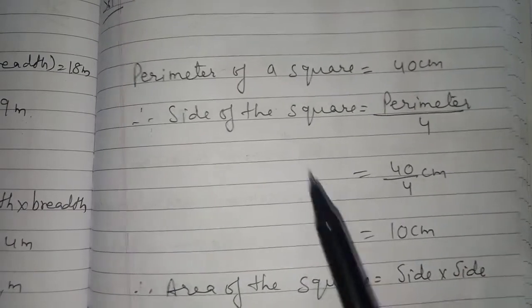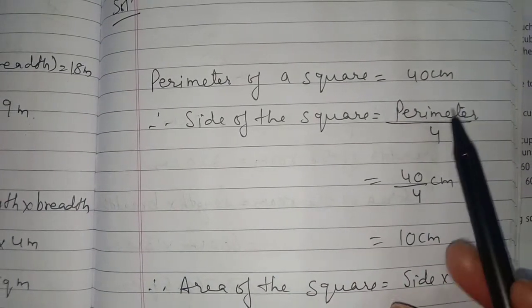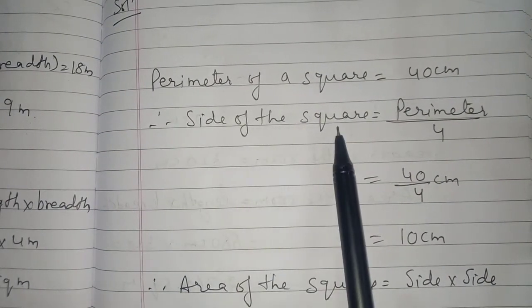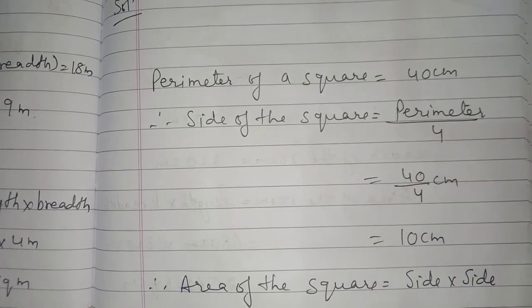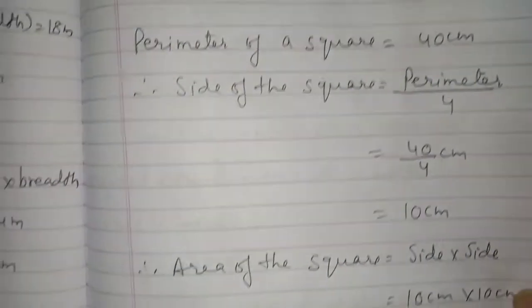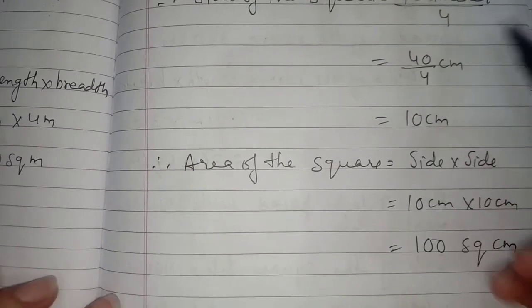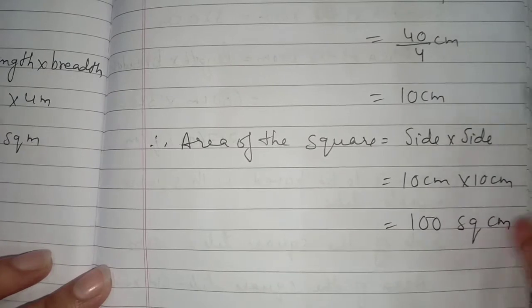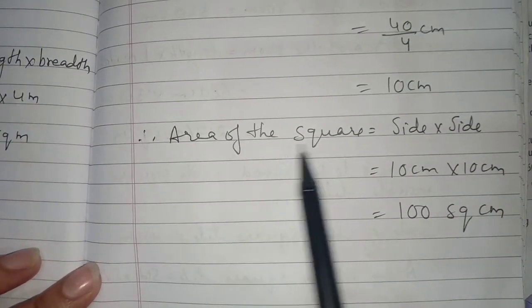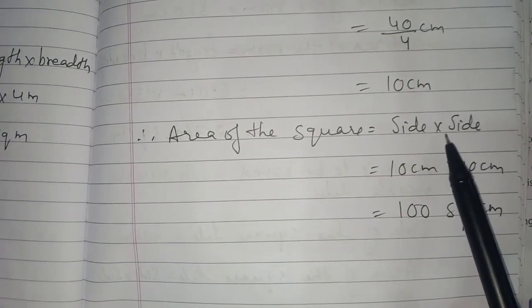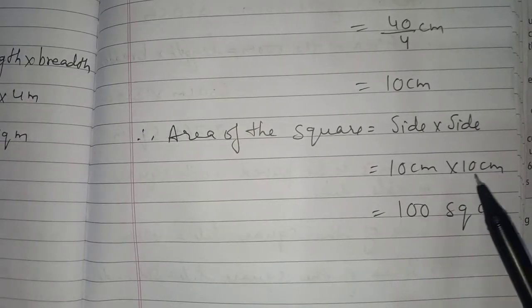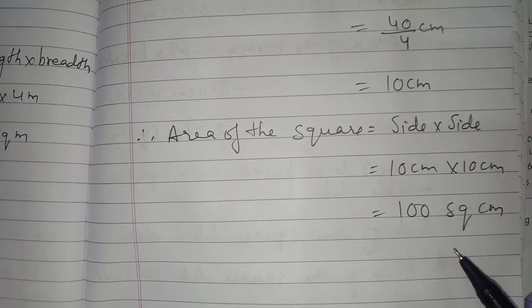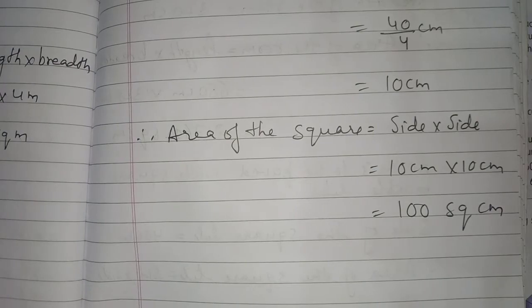So here perimeter of a square is given, 40 centimeter. Therefore we can find the side of the square. How? Perimeter divided by 4, because all the sides of a square are equal. So 40 divided by 4, we will get 10 centimeter. So this is the side of the square. Now with this side, we can find the area of the square. That is side multiplied by side, means 10 centimeter multiplied by 10 centimeter, that is 100 square centimeter.